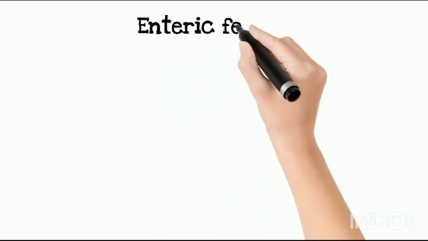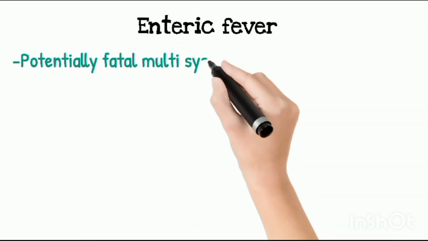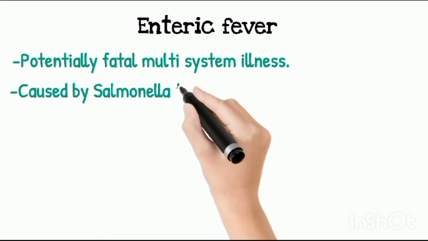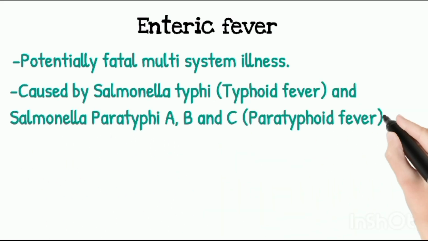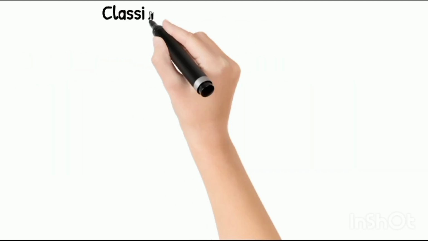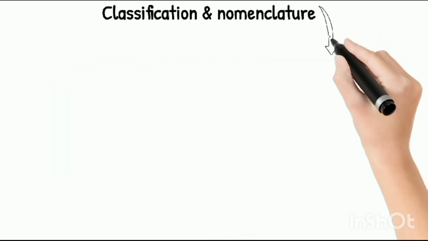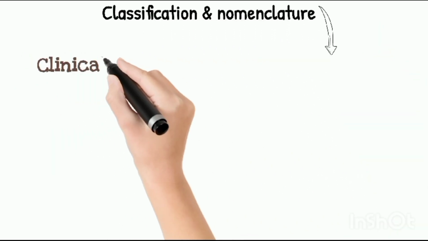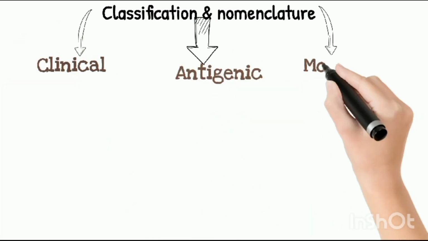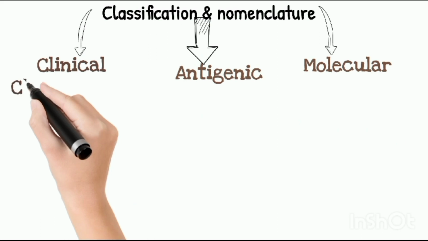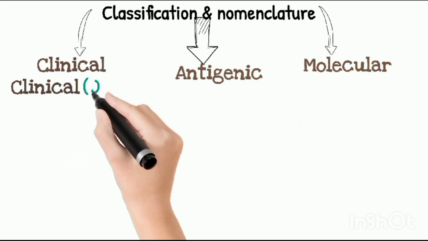Enteric fever is a potentially fatal multi-system illness caused by Salmonella typhi, which causes typhoid fever, and Salmonella paratyphi A, B, C, which causes paratyphoid fever. Classification and nomenclature include three classifications: clinical, antigenic, and molecular. Now we read about the clinical classification, which is also called the oldest classification.